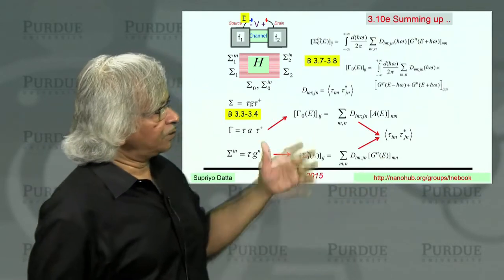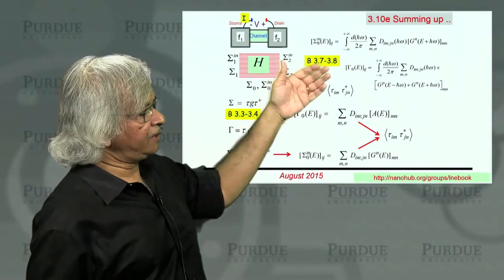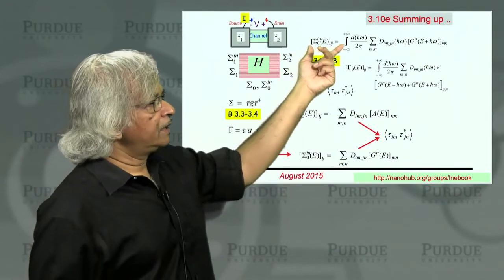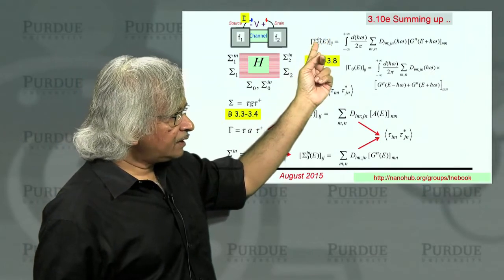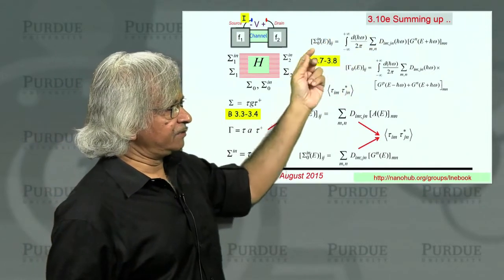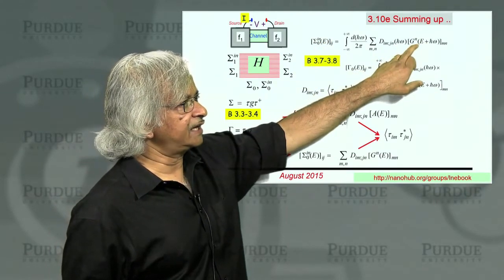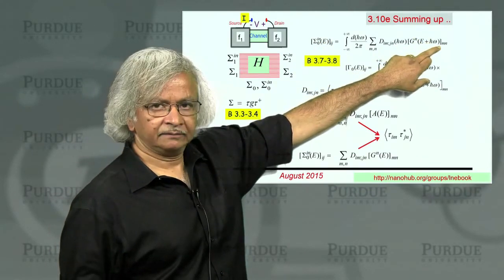On the other hand, what we did is in lectures 7 and 8, we talked about how you could extend this to include inelastic processes, where the in-scattering at energy E depends on the electron density at E plus h bar omega.